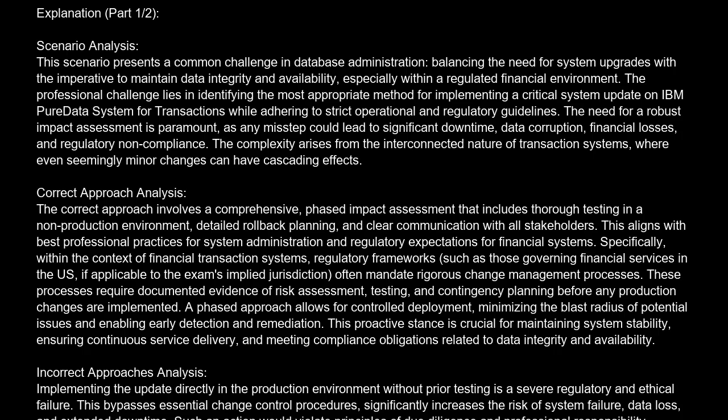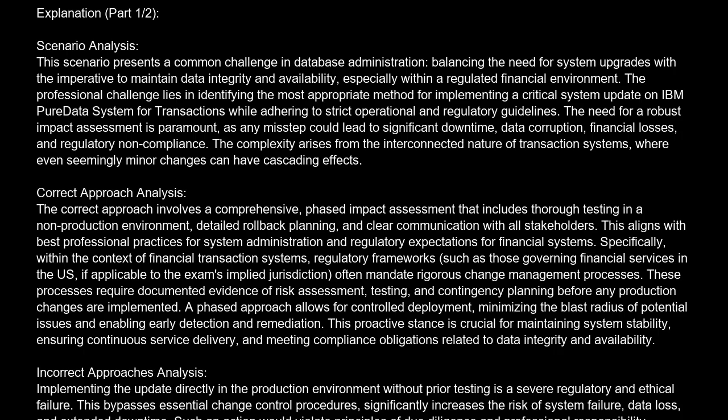These processes require documented evidence of risk assessment, testing, and contingency planning before any production changes are implemented. A phased approach allows for controlled deployment, minimizing the blast radius of potential issues and enabling early detection and remediation. This proactive stance is crucial for maintaining system stability, ensuring continuous service delivery, and meeting compliance obligations related to data integrity and availability. Incorrect approaches analysis.